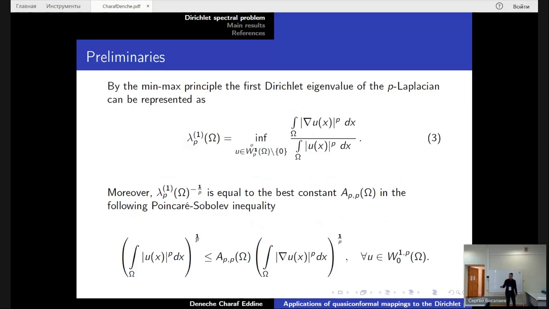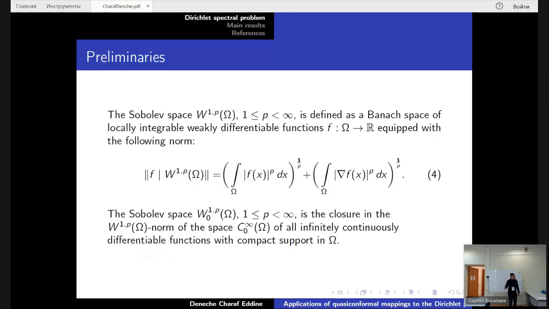We have lambda p 1 to the power minus 1/p is equal to the best constant in this Poincaré-Sobolev inequality. In this work, we use the very well known Sobolev space W^{1,p} equipped with the following norm, and also the Sobolev space W_0^{1,p} only.